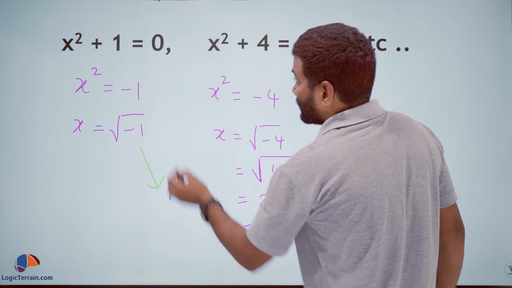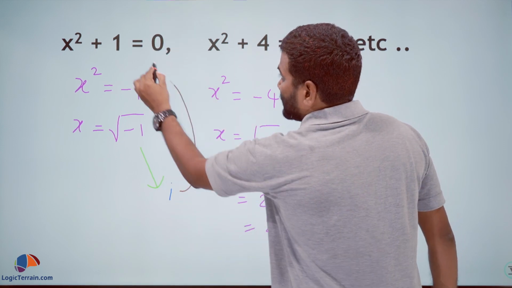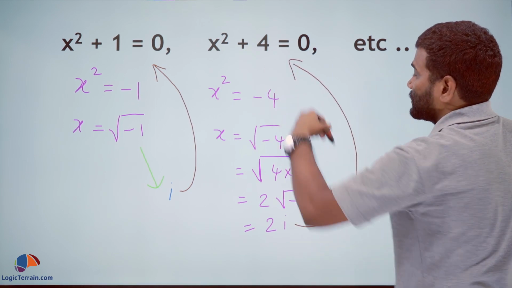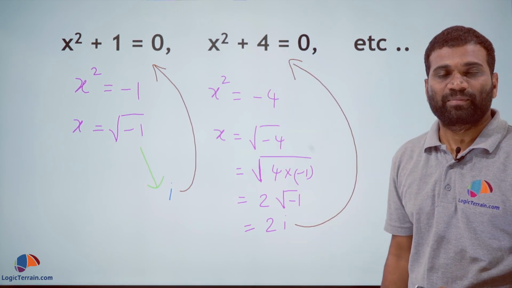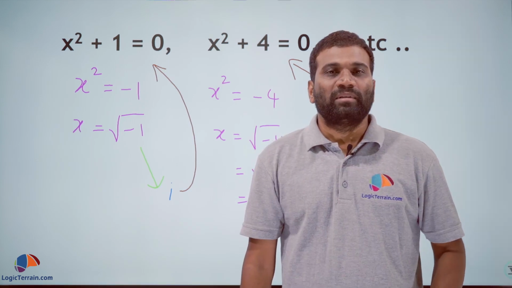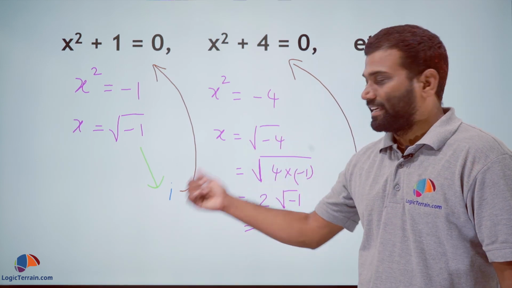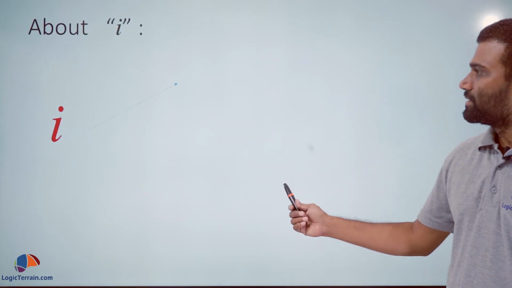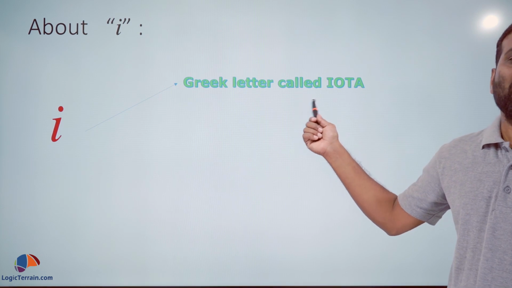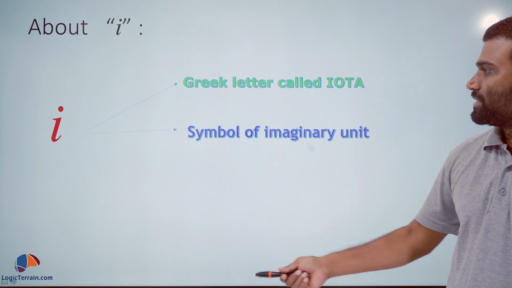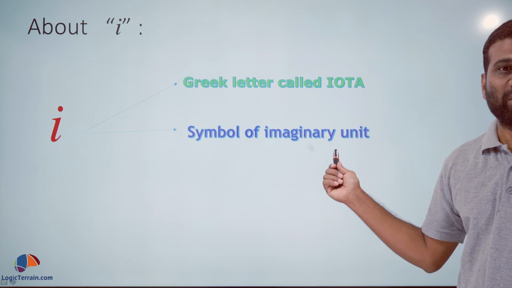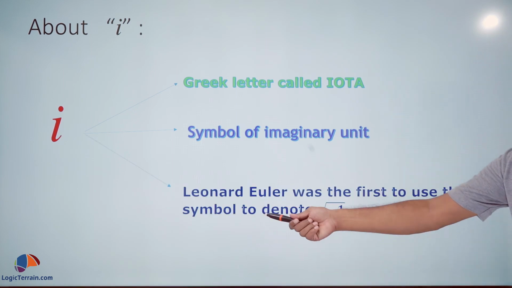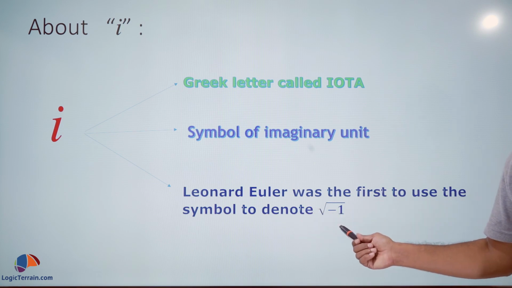So therefore, here i is the solution for this quadratic equation, and here 2i is the solution for this quadratic equation. Clear? Now let us understand more about i, which is a Greek letter called iota, which is the symbol of the imaginary unit. Leonhard Euler was the first to use the symbol to denote square root of negative 1.